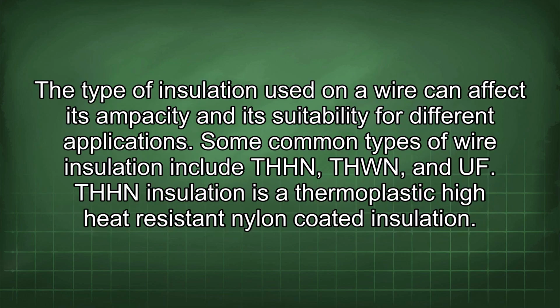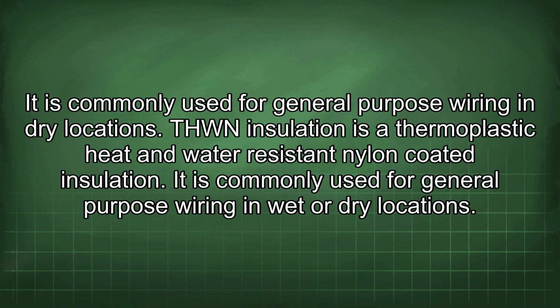The type of insulation used on a wire can affect its opacity and its suitability for different applications. Some common types of wire insulation include THHN, THWN, and UF. THHN insulation is a thermoplastic high heat resistant nylon coated insulation. It is commonly used for general purpose wiring in dry locations. THWN insulation is a thermoplastic heat and water resistant nylon coated insulation.